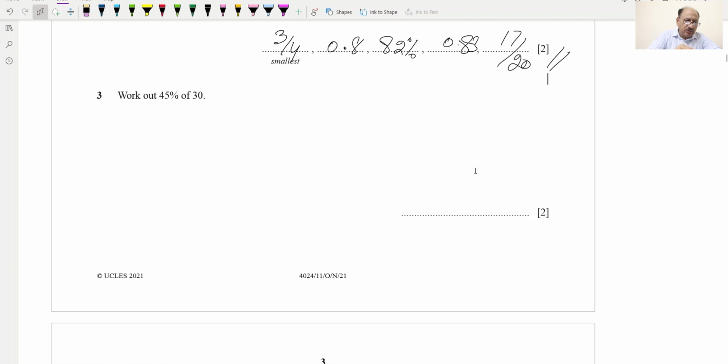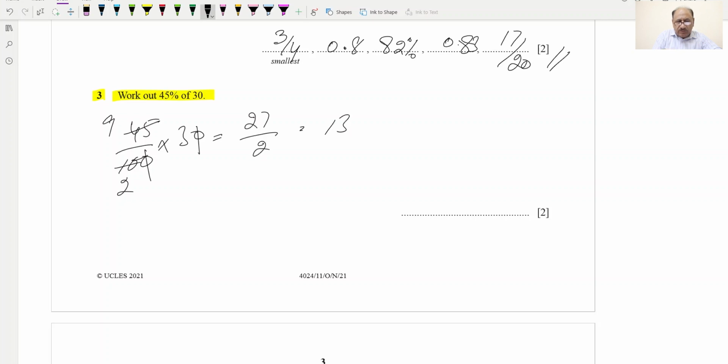Hopefully everything is clear. Now we can move to question number 3, work out 45% of 30. This is how we write 45% of 30, with 'of' as multiplication in math. So we can cancel 0 with this, 5 9s are 45, 5 2s are 10, and this will be 27 over 2, which we can write as 13.5, and this will be our answer for 2 marks.